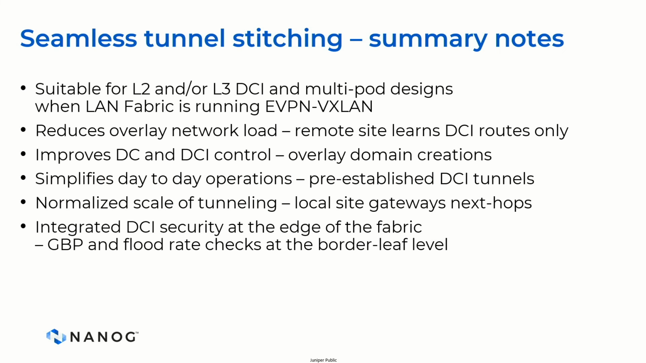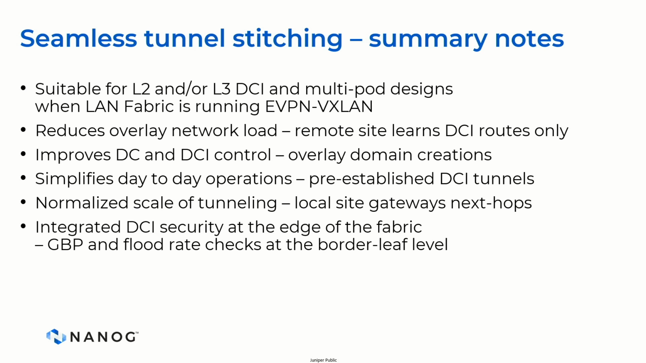Okay, summary notes, right? Seamless tunnel stitching means we have a solution which gives us an opportunity to create DCI services and break the overlay domains in multiple places in order to scale out. We reduce the load on the control plane because instead of accepting all the remote location EVPN routes, we are just considering the DCI for any remote location. So we reduce the RIB size and the FIB size thanks to that solution.